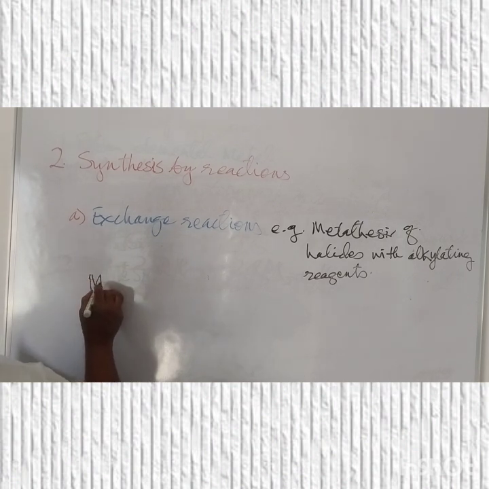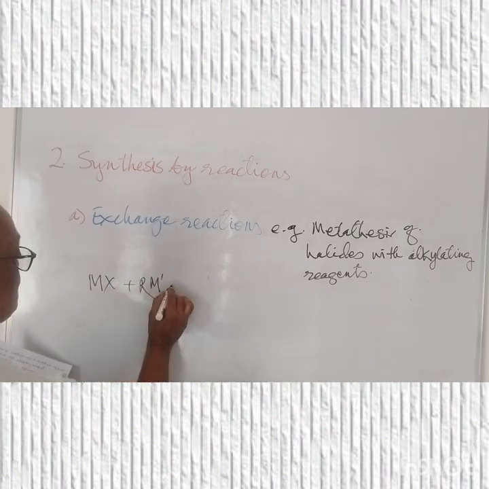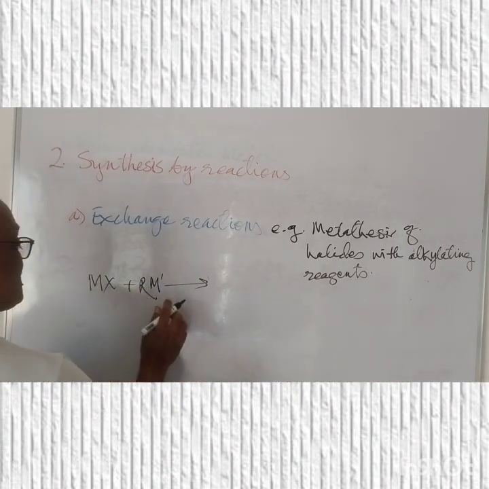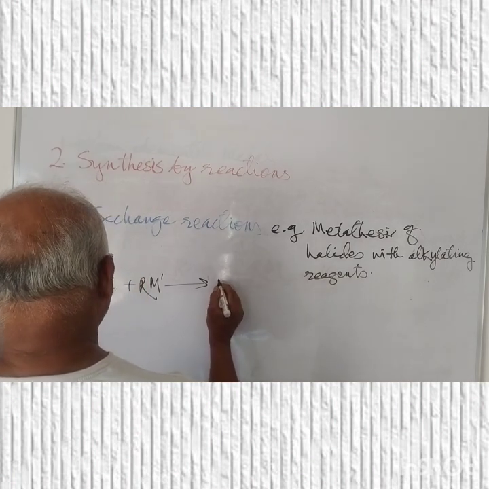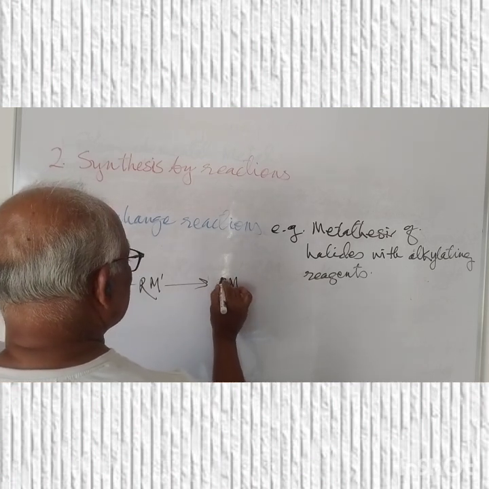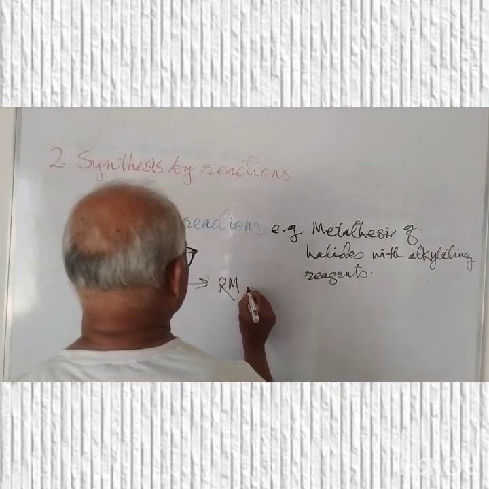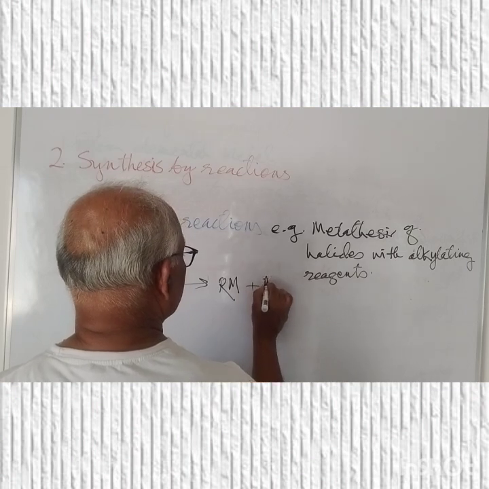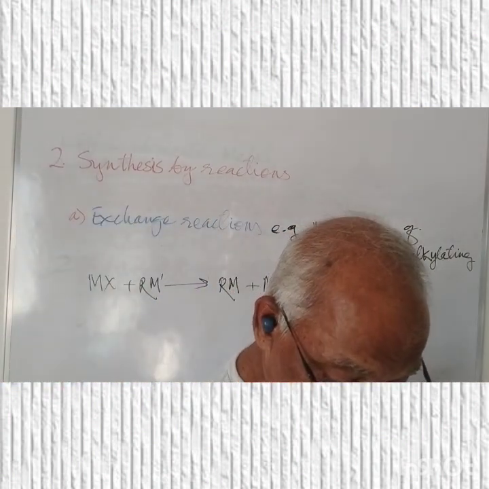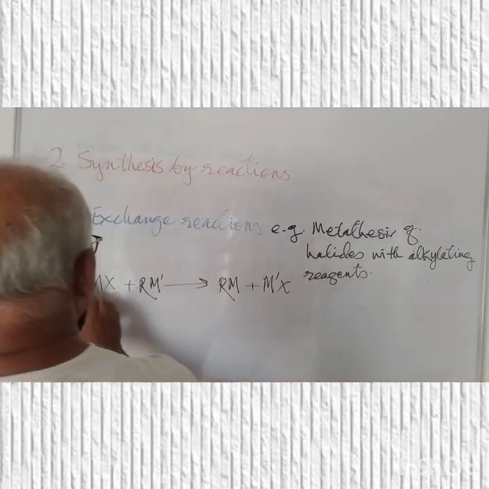So these are represented here as MX plus RM prime. So if this metal is exchanged here with this, giving us a new product, that is RM, means this alkyl group and this metal, and M prime goes with MX, this X, giving M prime X. So this is a representative example. Here we have not used any specific compound or metal.